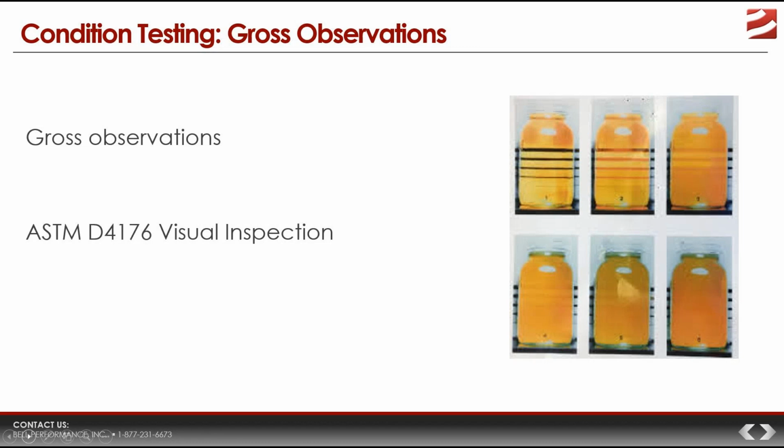More specifically for visual inspection, looking at the fuel, there is actually a guide that we can use that helps to standardize the results. That is ASTM D4176, called the Visual Inspection for Water and Particulates. And it has two procedures that can be done.